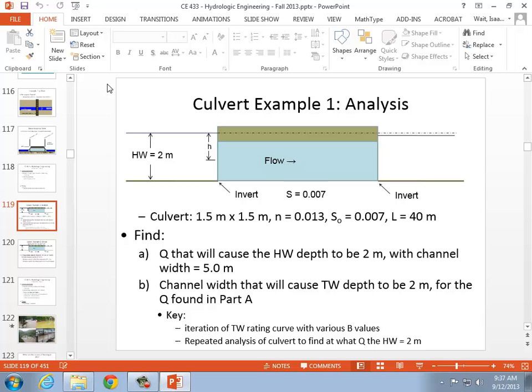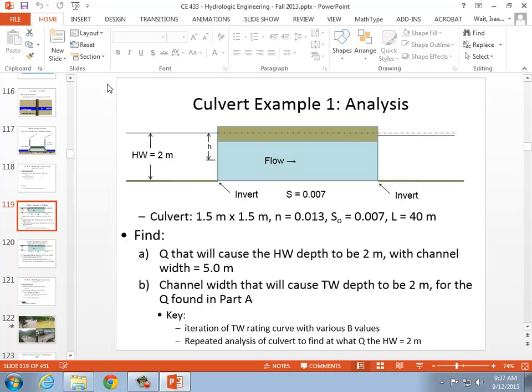All right, we're going to begin with an analysis problem. And this is a really simple one, like the demo that I worked in class on Tuesday. This is going to be, I guess, maybe even simpler because it's a box culvert. The N value of 0.013 would suggest that that's probably a concrete box culvert.